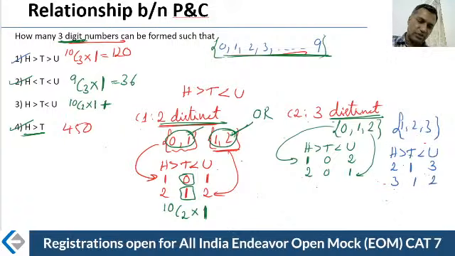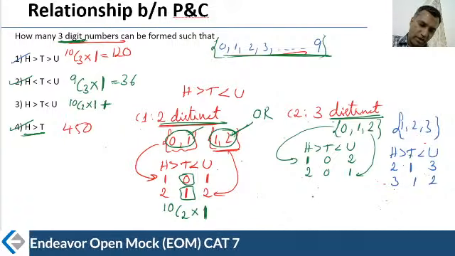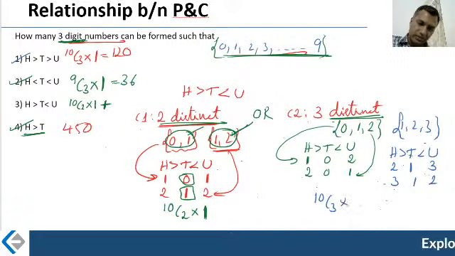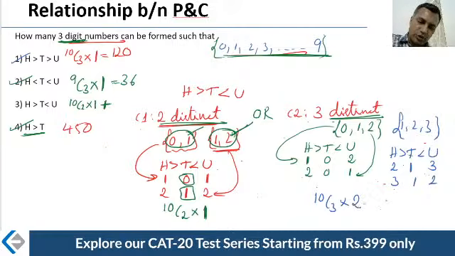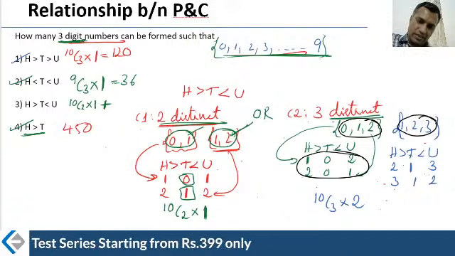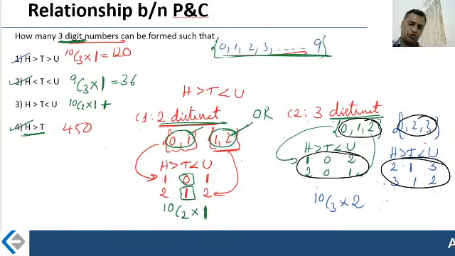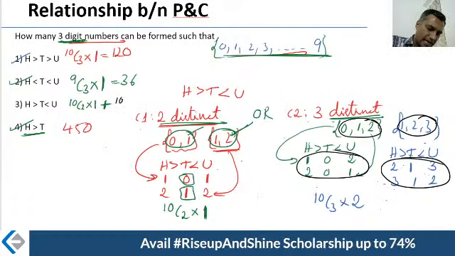Therefore, what is that you are trying to say here? If I select 3 distinct digits, how many ways you can select? 10C3 ways. 3 distinct digits. How many numbers I can form for each selection? For each selection, you can form 2 numbers. For every single selection, how many numbers did you form? 2 numbers you formed. Therefore, what is that you are trying to say?